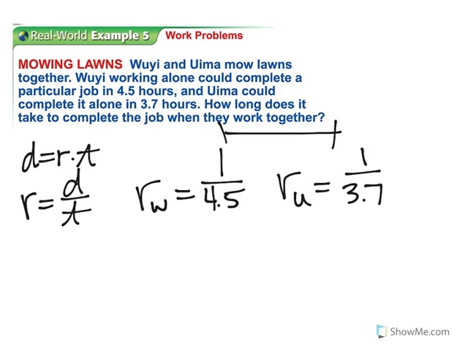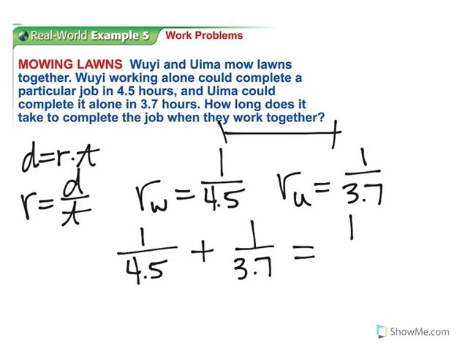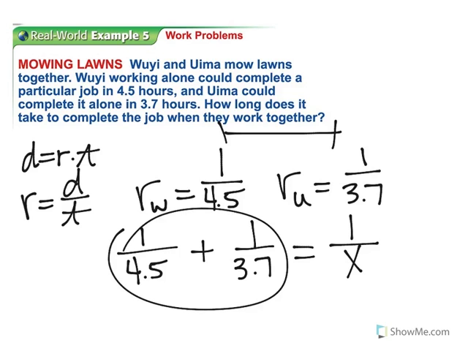So what we're going to do is take these rates and add them together to get 1 over 4.5 plus 1 over 3.7, and that's going to be equal to 1 lawn over x. And that's going to give us our actual rate of how long it will take them to work together. So, in your calculator, plug in 1 over 4.5 plus 1 over 3.7, and you end up getting 0.49292... is equal to 1 over x.